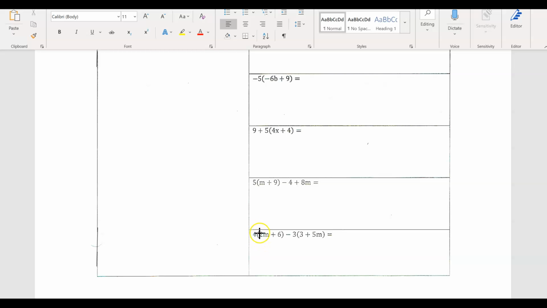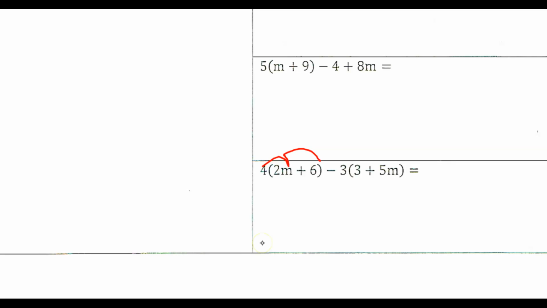So we have to distribute a 4 here to both of these. So that's going to give me 8m. And then 4 times 6 is plus 24. Now I'm going to distribute this 3. So I have negative 3 times 3 is minus 9. And then negative 3 times plus 5m would be minus 15m.